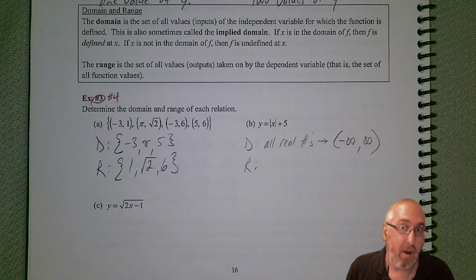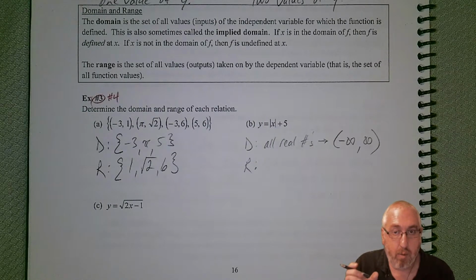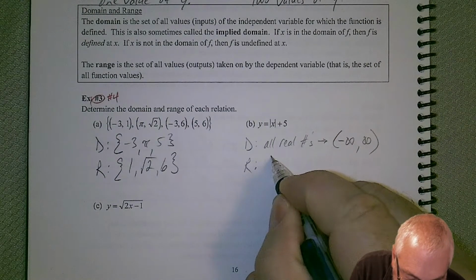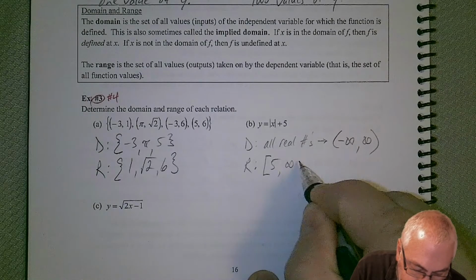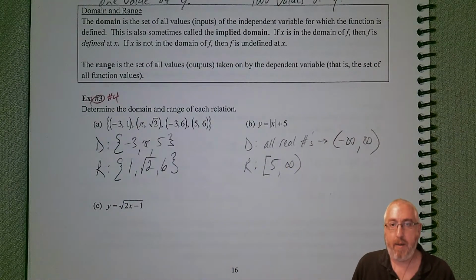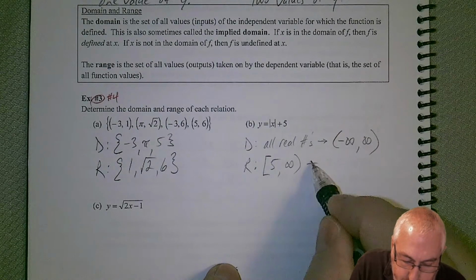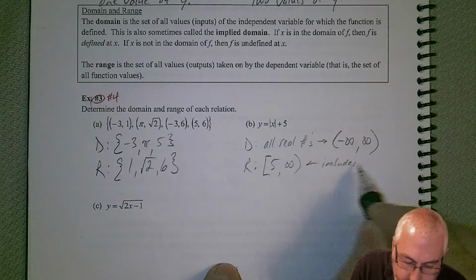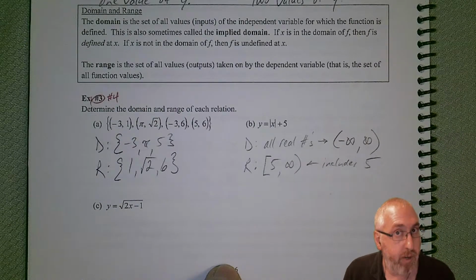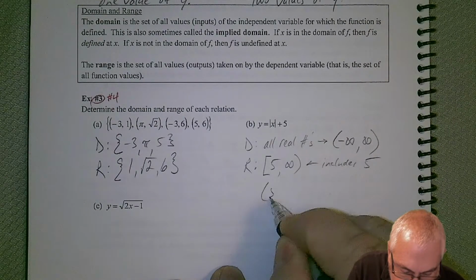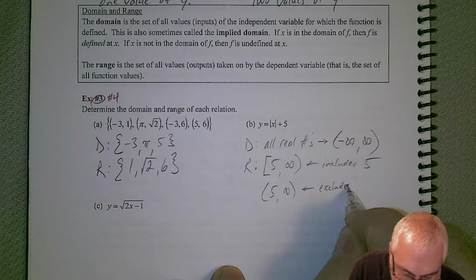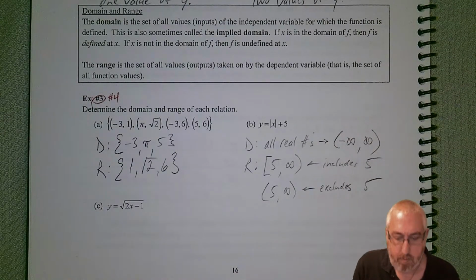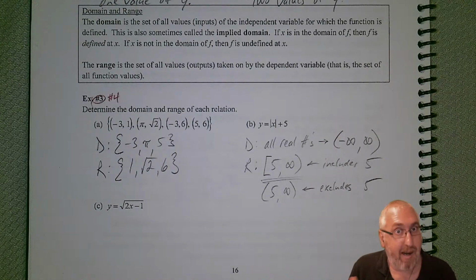So how do we write that in interval notation? Because we want to include 5 in those outputs, we're going to want to use a square bracket. And so we're going to start at 5, but then we want to go all the way to infinity. And again, we use our parenthesis on the other side. So this includes 5. If we wanted to exclude it, then we would use a parenthesis. So be careful. Parentheses matter, brackets matter.